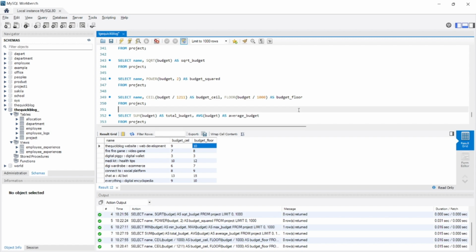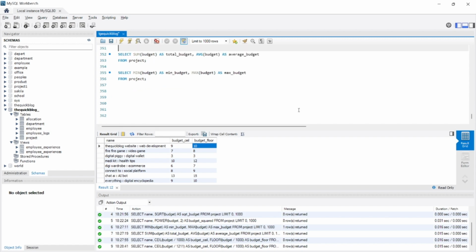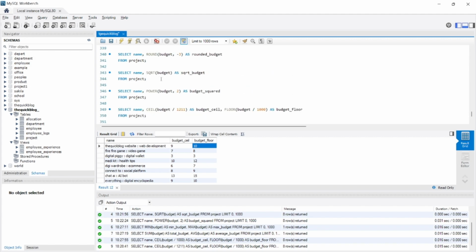So I hope you have got some knowledge on the math functions. These were a few math functions. There are multiple other math functions also, but these have all the concepts, and I hope you have got all the concepts about these math functions.